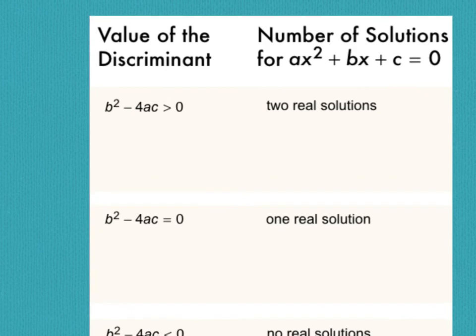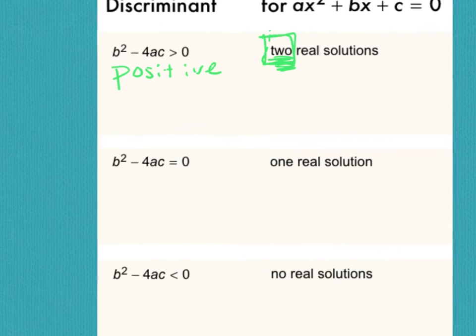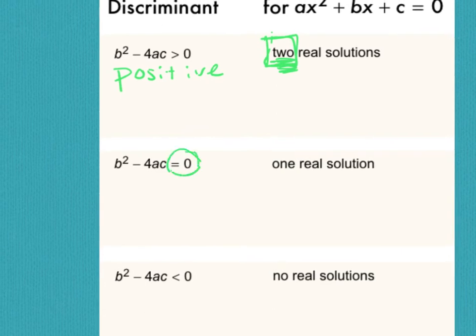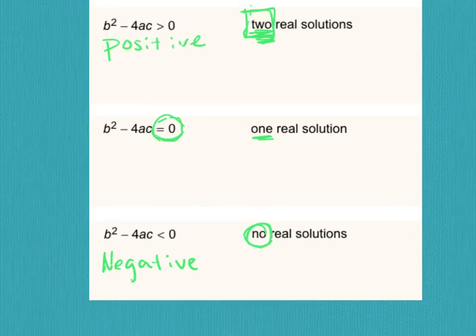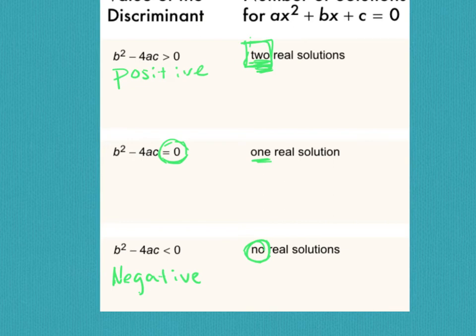So if our discriminant is a positive number, if it's greater than 0, we have two real solutions. If our discriminant is equal to 0, we have one real solution. And if it's less than 0, meaning that it is negative, we have no real solutions. So these are the three cases that we will see. If we get a positive number, we'll have two real solutions. If we get 0, we have one real solution. If we get a negative number, we have no real solutions. So we're just going to use this little discriminant formula for the next few examples.